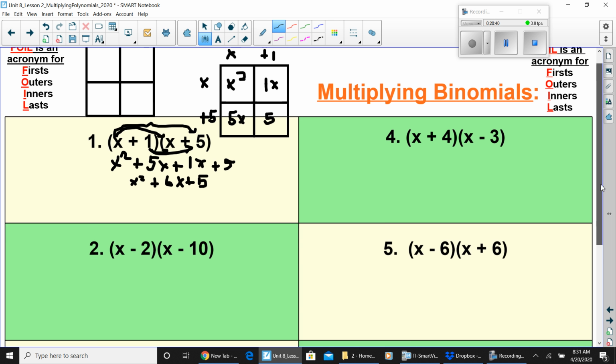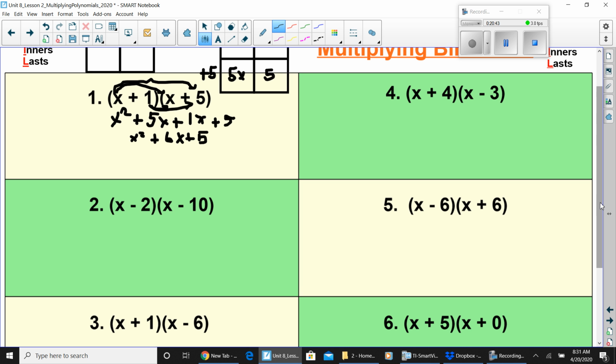All right, we'll do number 2 together, and then you guys could go on to the next questions on your own. Remember, distributive property, x squared. And if you're using FOIL, those are the firsts. But remember, if I distribute this x to this x, I have to distribute this x to the negative 10 as well. And x times negative 10 is negative 10x.